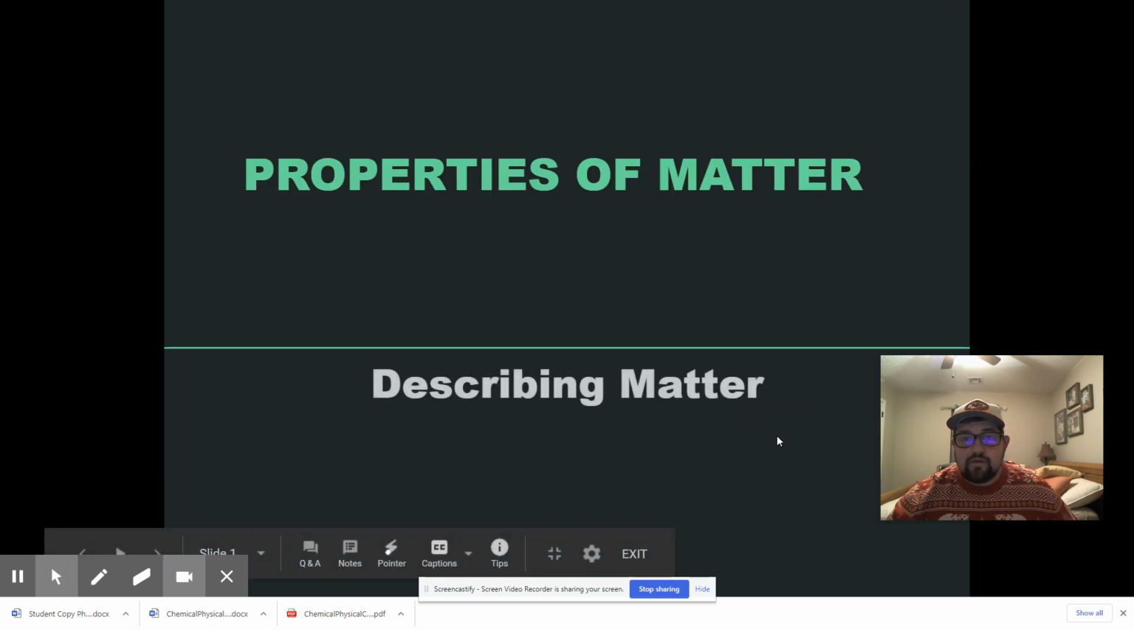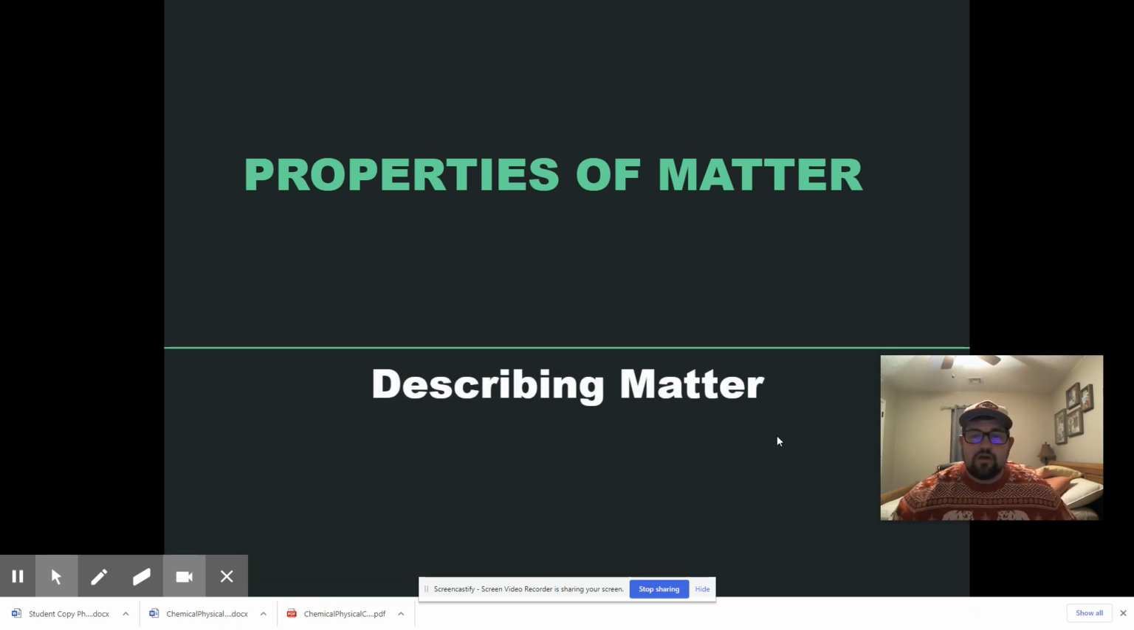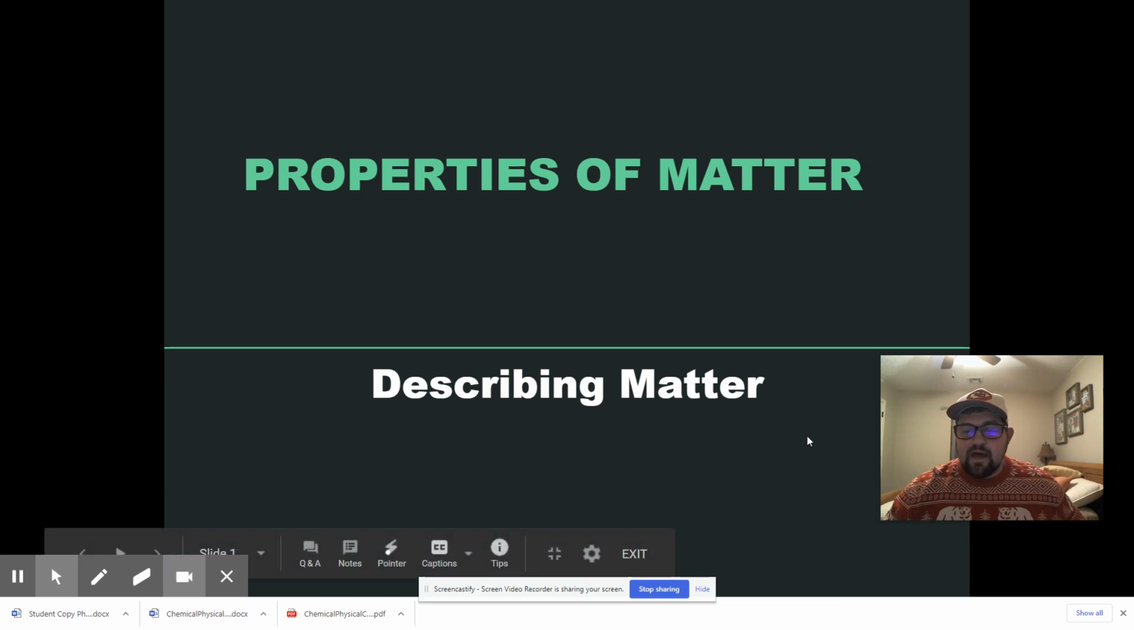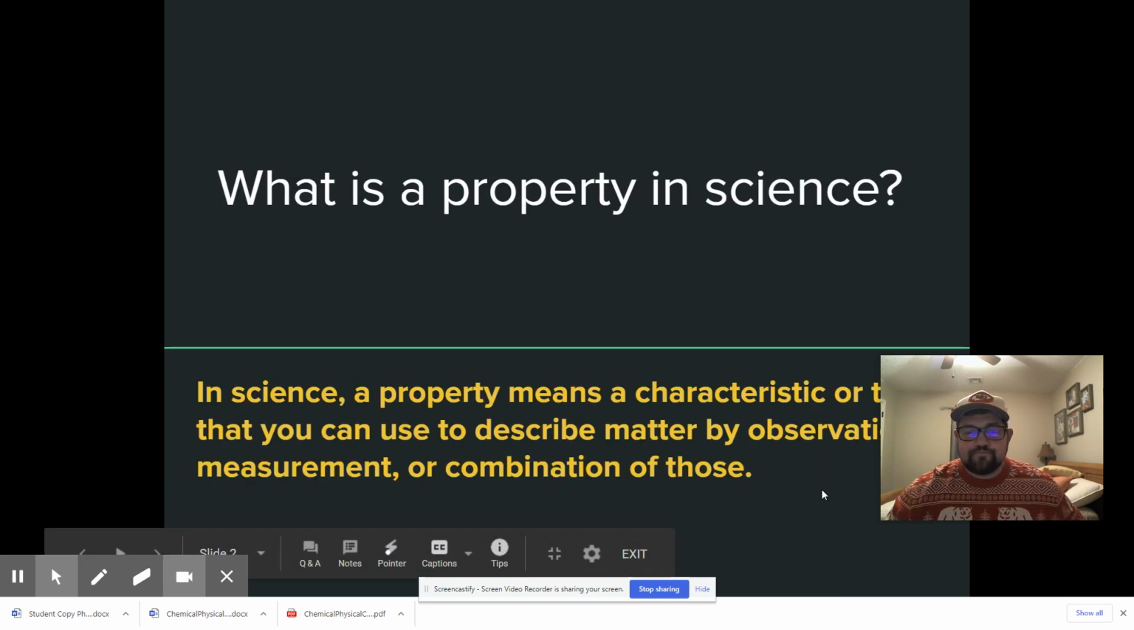And so we're describing matter, not just what it is. We had a unit on that a long time ago in first quarter, and this is now the properties of matter. What does it look like? How does it act? Okay.